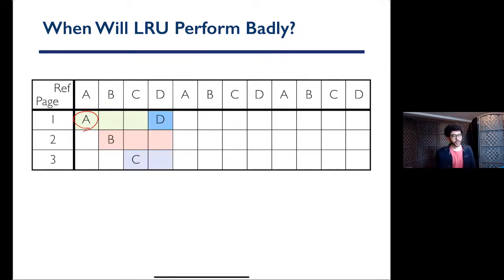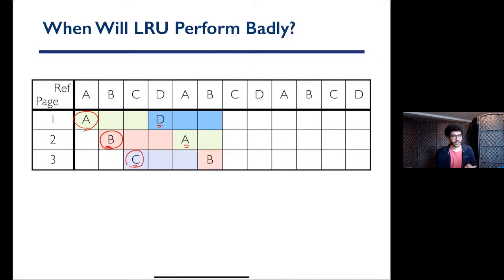Now A comes between D, B, and C. Which one should I kick out? The one that was accessed the furthest in the past. That's B. So I'm going to pick B. Now B comes. I have D, A, and C. Which one was accessed the furthest in the past? Well, it was C. So I'm going to kick C out.